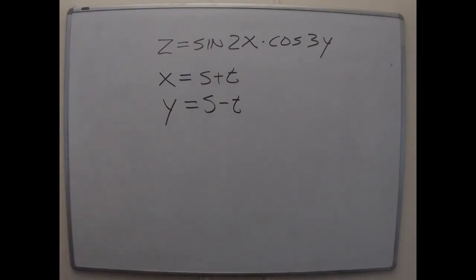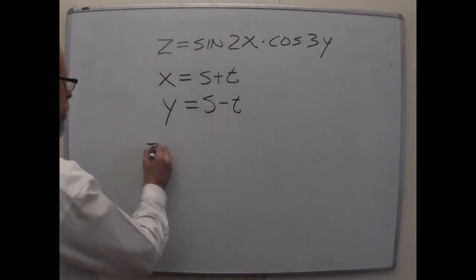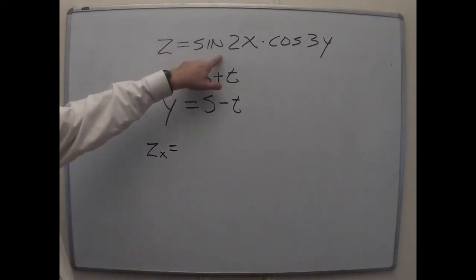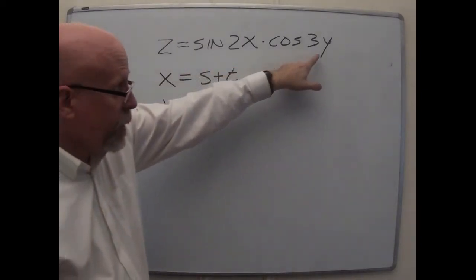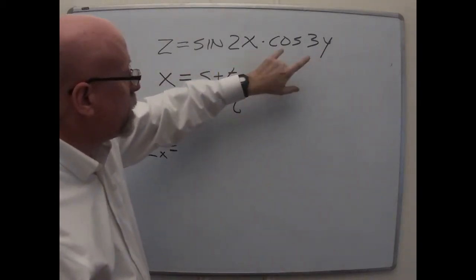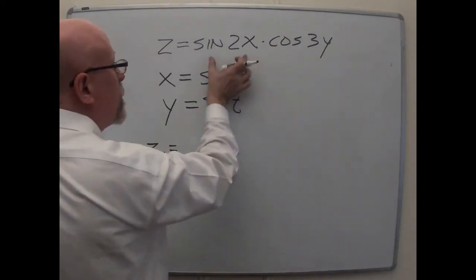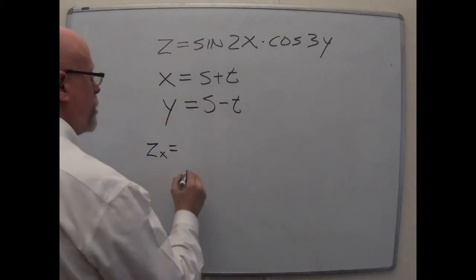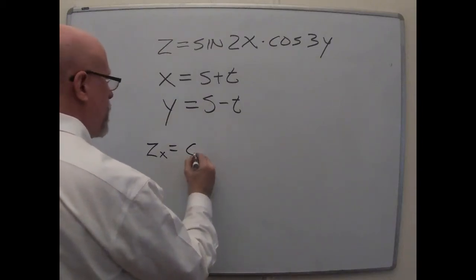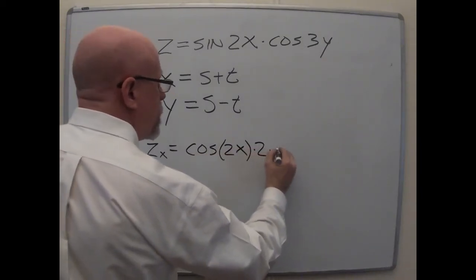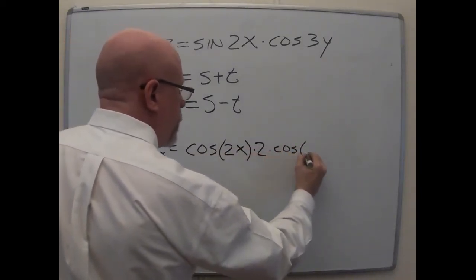Okay, so can we find all the elements that we're going to need to do this? Yeah, I think so. I'm going to want z's x partial, which is take the derivative of this with respect to x, meaning y here is a constant. If y is fixed, then the cosine of 3 times y is fixed. So that's just a constant times the sine of 2x. So you get the cosine of 2x times 2 times that constant, cos of 3y.